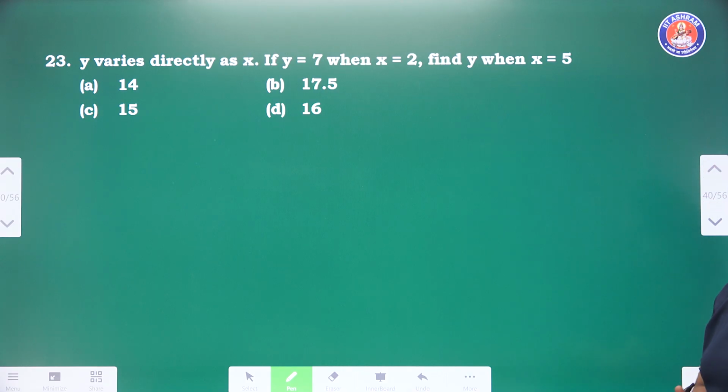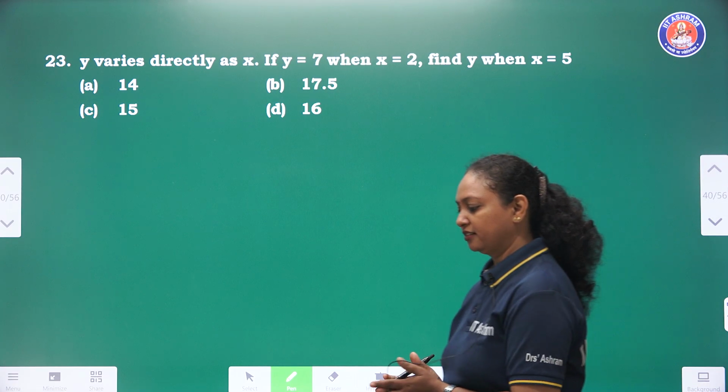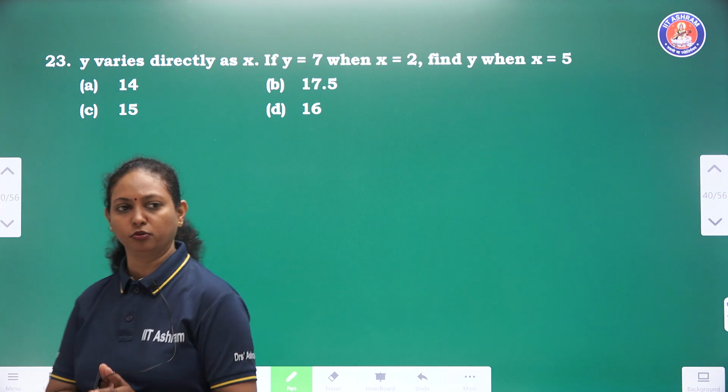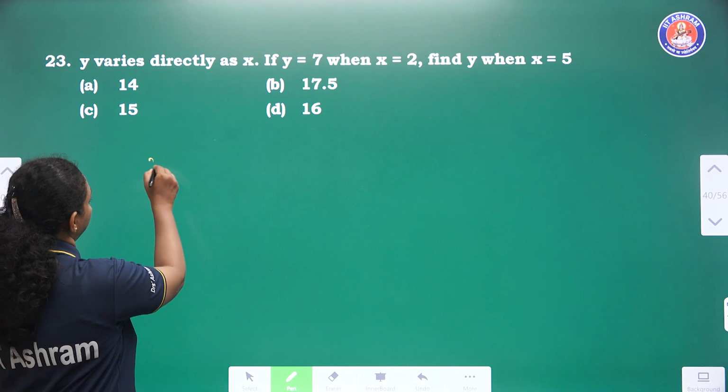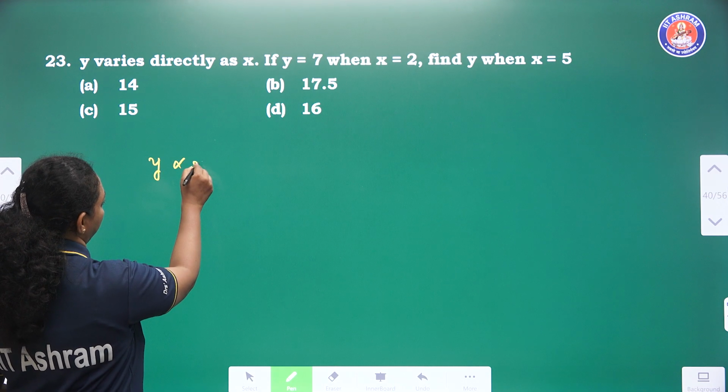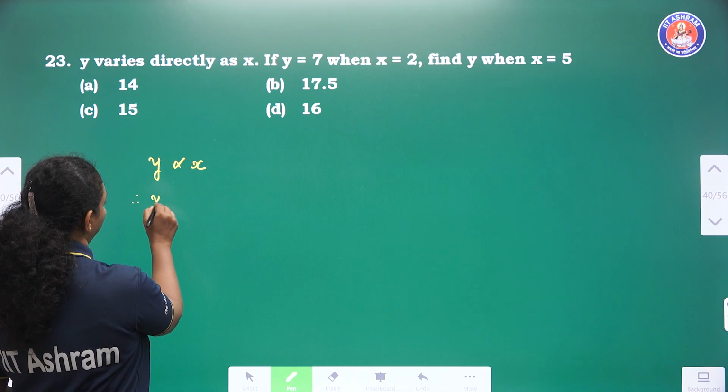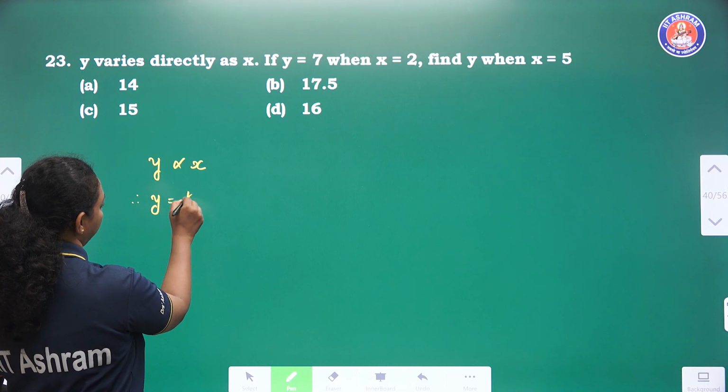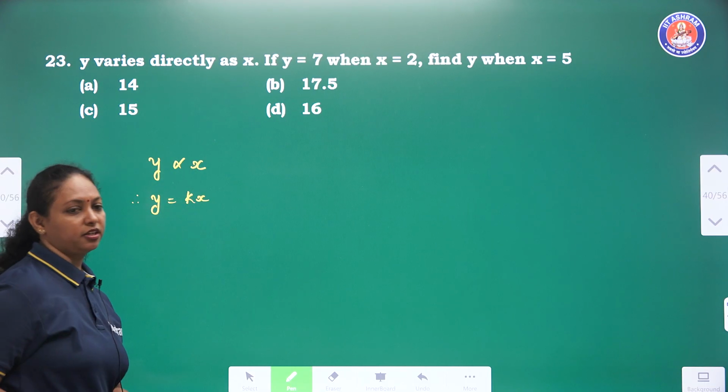Y varies directly as X, ratio and proportion. Right? Y is directly proportional to X. So we know that we can write that Y is directly proportional to X. Therefore, Y is equal to K into X. ये proportion क्या होता है?